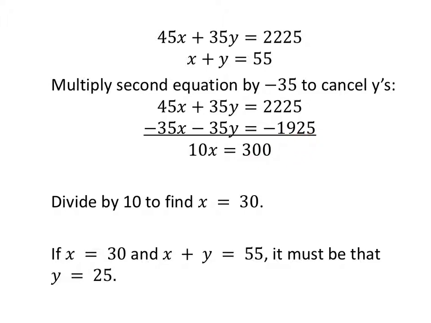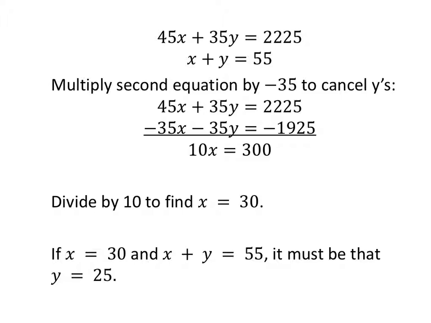Now, the reason I made the smaller coefficient be the ones that cancel out is just so this is positive. That's it. I like positive numbers. If we divide both sides by 10 here, I end up with x equals 30. Fantastic. If x is 30 and 30 plus y equals 55, it must be that y is 25.